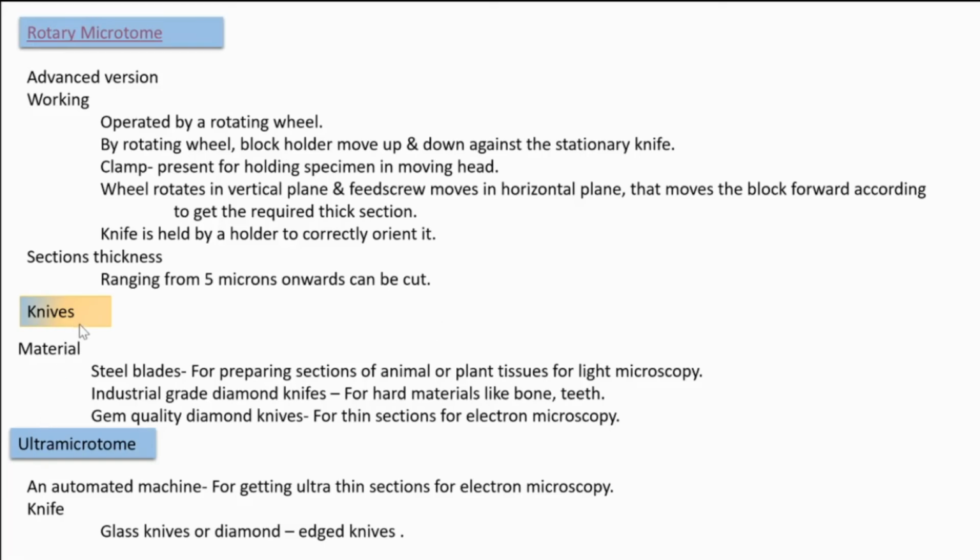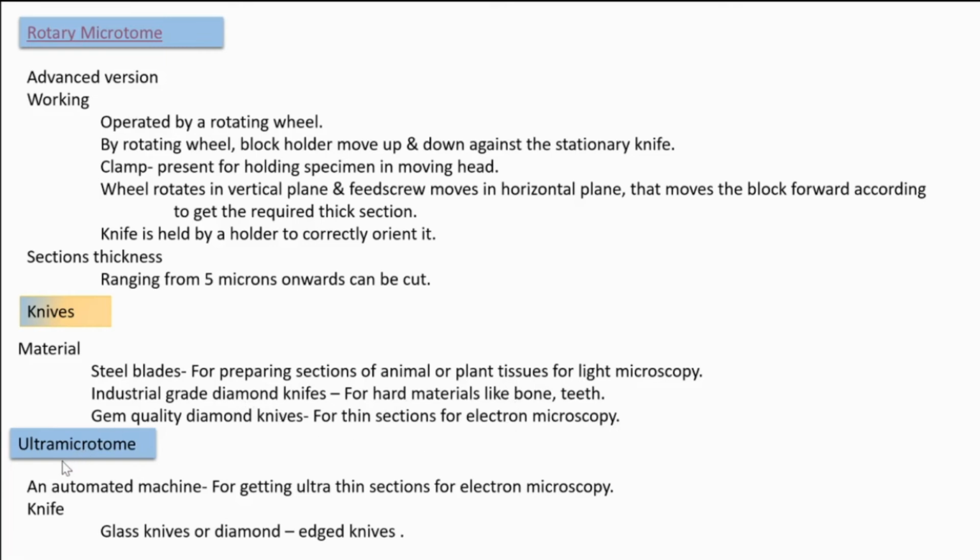Next, about the knives that are used in microtomes. Material of knives: steel blades are sometimes used. It is mainly used for preparing sections of animal or plant tissues for light microscope. And industrial grade diamond knives are also used, for hard materials like bones and teeth. And gem quality diamond knives are very strong for making thin sections for electron microscope. So that is about the different types of knives.